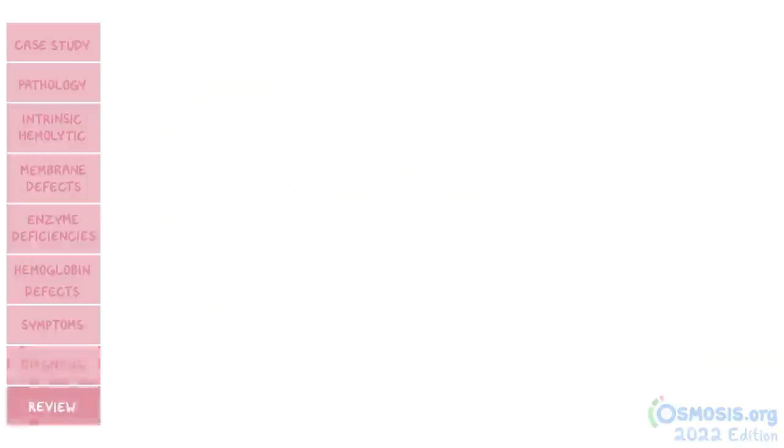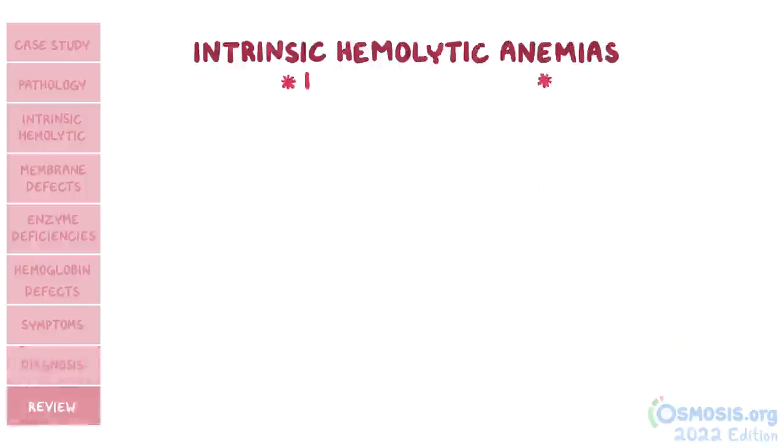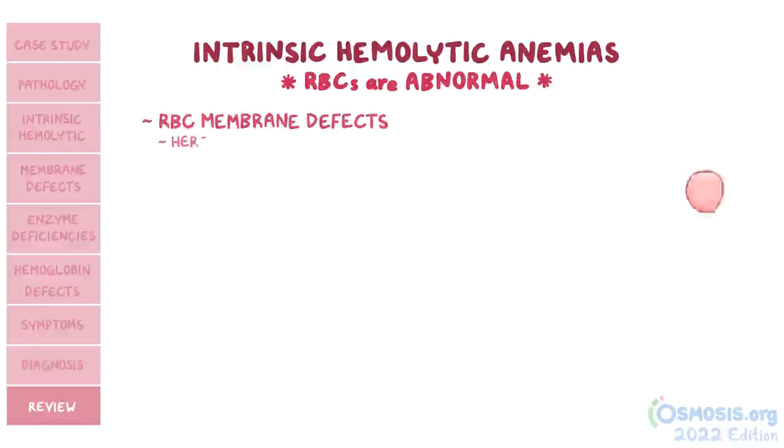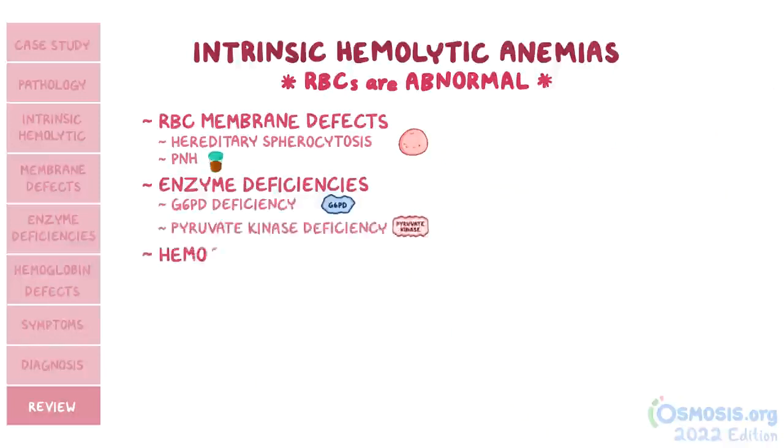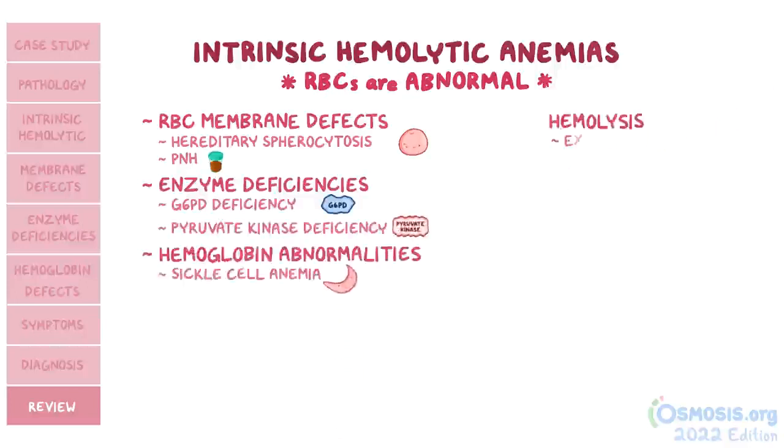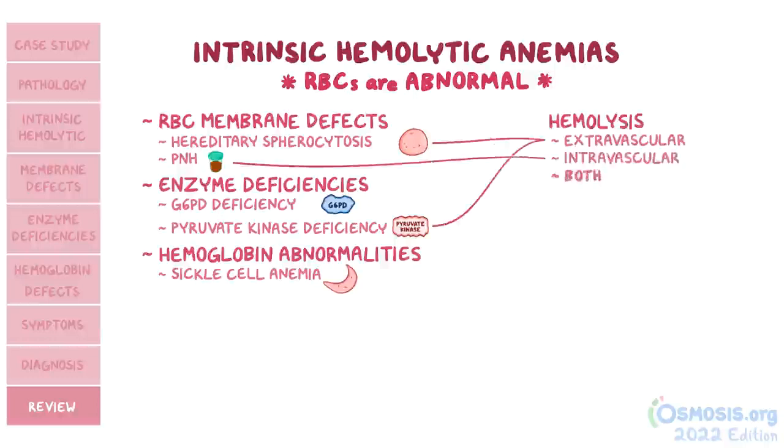Okay, to review. Intrinsic hemolytic anemias occur when RBCs are abnormal. There are RBC membrane defects, like in hereditary spherocytosis and PNH, enzyme deficiencies, like in G6PD deficiency and pyruvate kinase deficiency, and hemoglobin abnormalities, like in sickle cell anemia. Hemolysis can be extravascular, like in hereditary spherocytosis and pyruvate kinase deficiency, intravascular, like in PNH, or both, like in G6PD deficiency and sickle cell anemia.